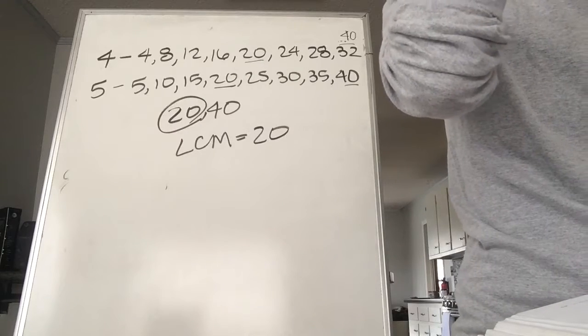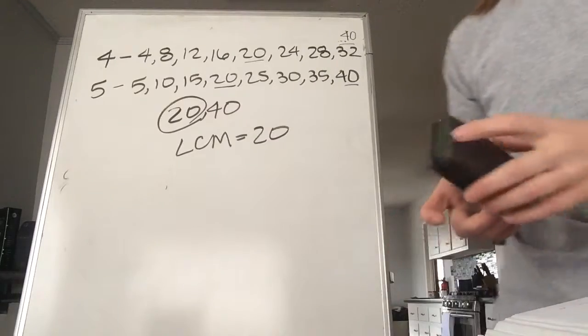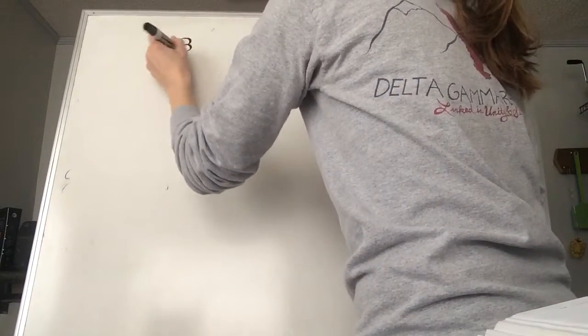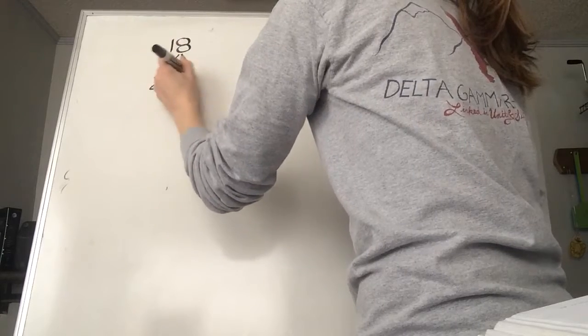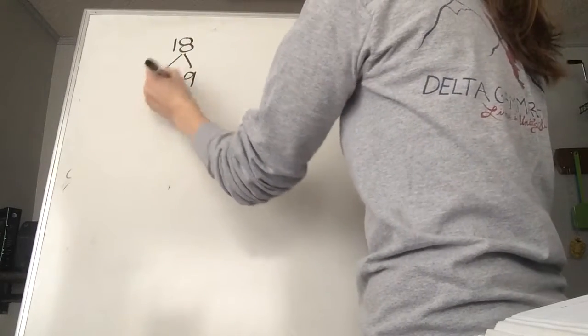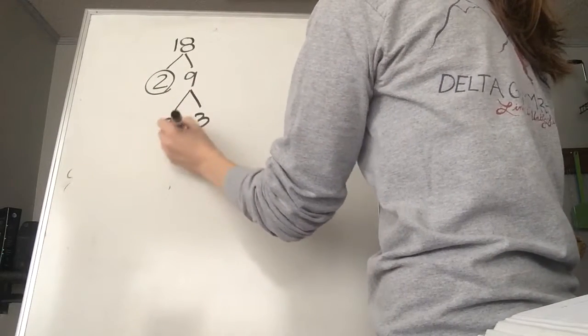Okay, number 4, so these are doing the prime factors and just practicing these factor trees. The first one's done for us, but let me talk you through it. So 18, when factored out, is 2 and 9, 2 times 9 makes 18. 2 is a prime number, so we're done there. And then what can make 9? 3 and 3. And those are prime numbers.